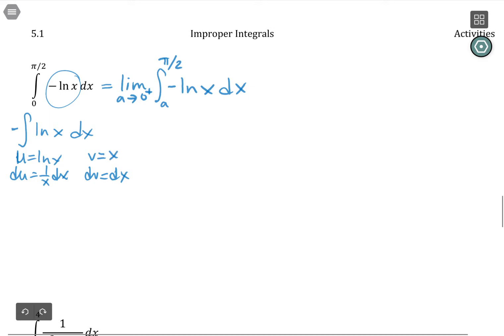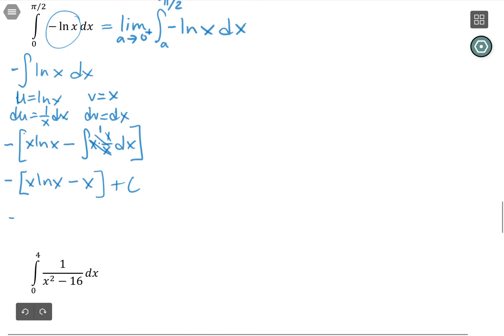So we're introducing an extra x, but the derivative of natural log is much simpler than natural log itself to work with. So we're going to have this minus sign, and we're going to have a u times v, so an x ln x minus the integral of v du. So x times 1 over x dx, which is just 1. And the antiderivative of 1 is just x. So we get negative x ln x minus x, and then there would be a plus c. And I'm going to go ahead and distribute. So negative x ln x plus x plus c.